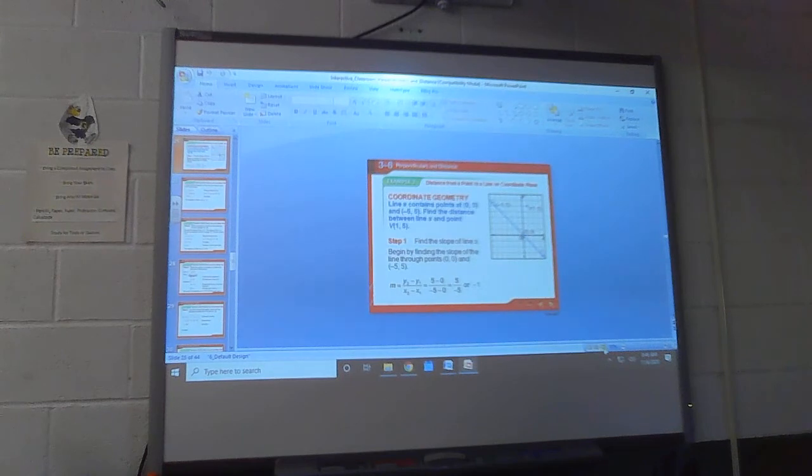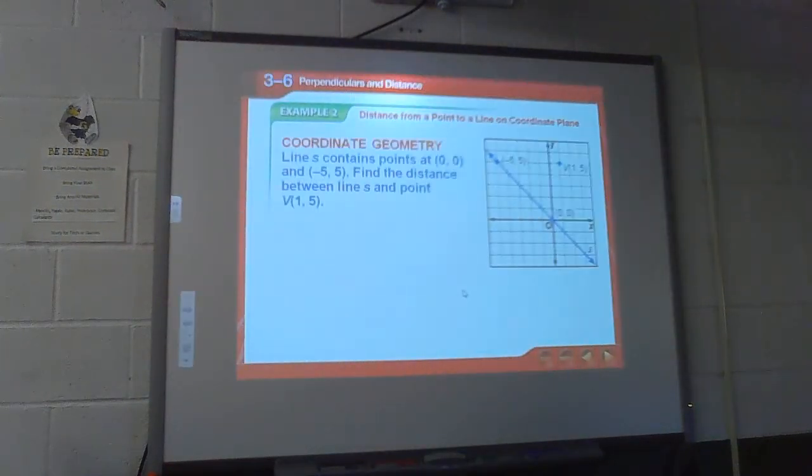So here's my first example. It says line S contains points 0, 0, and negative 5, 5. Find the distance between line S and point 1, 5, which is V out here in the middle. So here's my line that they got. And they want us to find the distance right here between this point and this blue line. So we're looking for something right here.